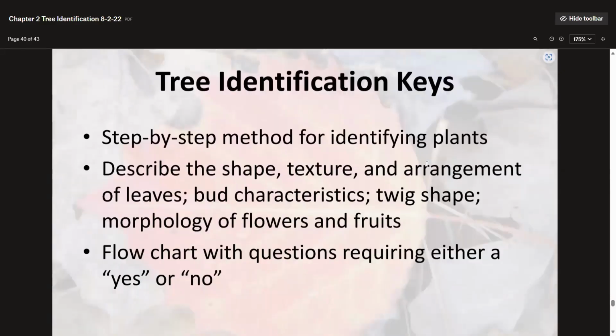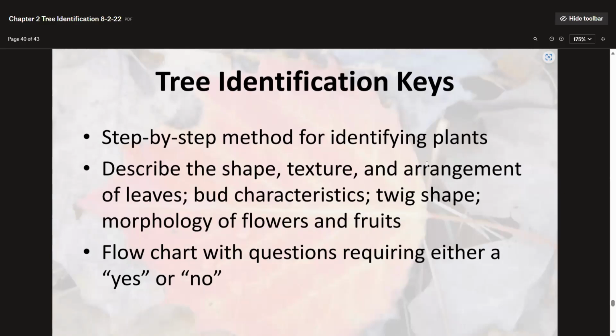Tree identification keys. Well, these were books, basically, step-by-step methods for identifying plants. They describe the shape, the texture, the arrangement of leaves, the bud characteristics, the twig shape, the morphology of the flowers and fruits, and it kind of works it all out in this flow chart with these questions at the end, like those adventure books, right? Will you turn left to go down the path toward the beautiful castle or right towards the swamp? Yes or no? And then if it's there, you go to the next thing, right?